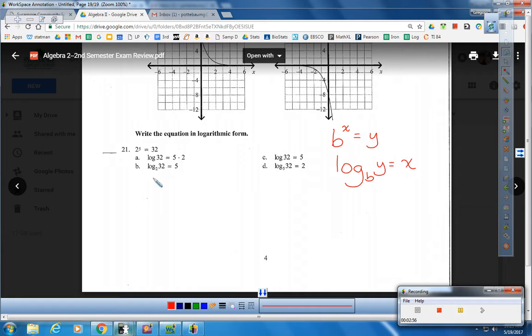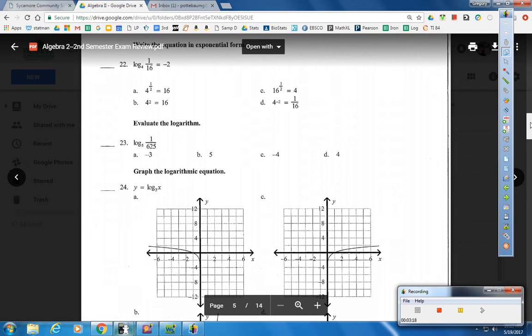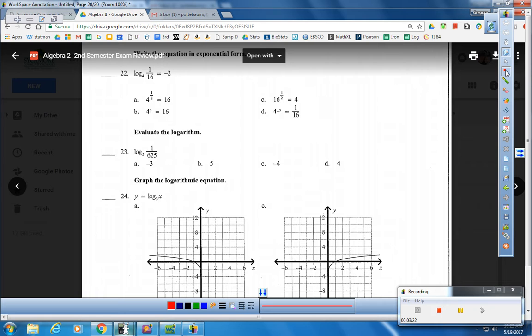So for this one here, it's going to be the log base 2, the exponent goes after the equal sign, and so our 32 goes here. So it looks like that's B. Okay. Number 22 is going the opposite way. So again, it's the same thing. My base is 4, my exponent's -2, and it equals 1/16. So that's D.